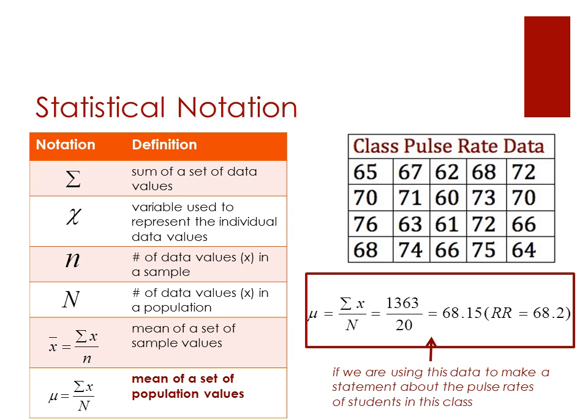Here, if we're using this data to make a statement about the class pulse rates of the students in the class, we would use a different symbol. The symbol is called mu. Actually, literally mu, just like cat.